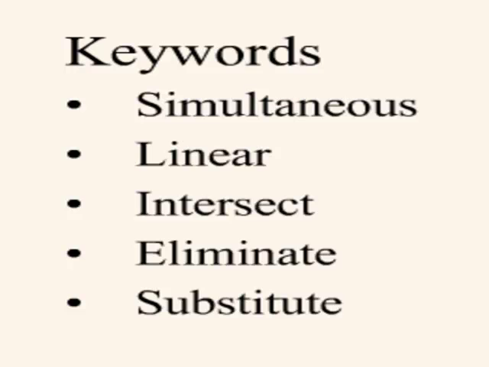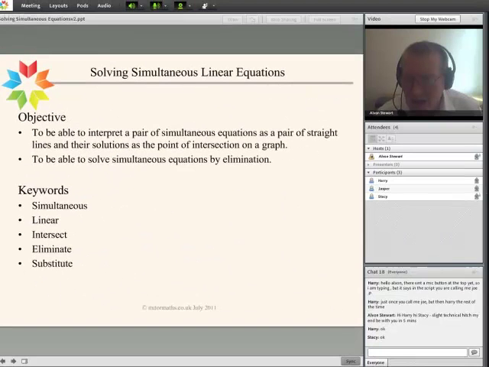And Jasper, what about intersect? What does intersect mean? That would be where the two lines cross. Yeah, well done, Jasper. And just to finish off, I'll finish the last two off. Eliminate is to get rid of something, and substitute means to change something by replacing with something equivalent.